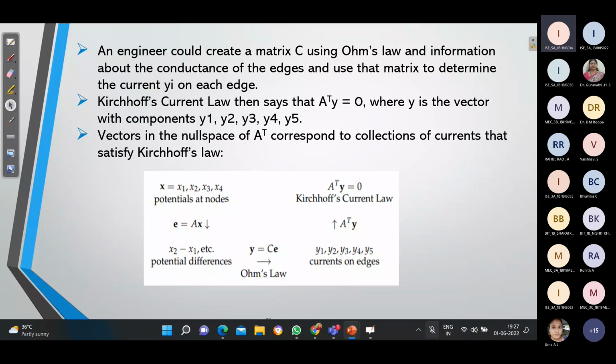We can also say that we create a matrix C using Ohm's law and information about the conductance of edges, and use the matrix to determine the current y on each edge. So that is Kirchhoff's voltage law. Using it, by testing each and every loop, the voltage law decides whether b is in the column space or not. Next, coming to Kirchhoff's current law.